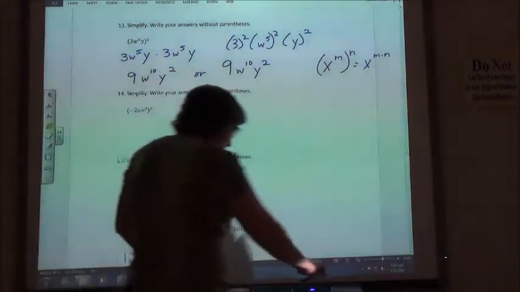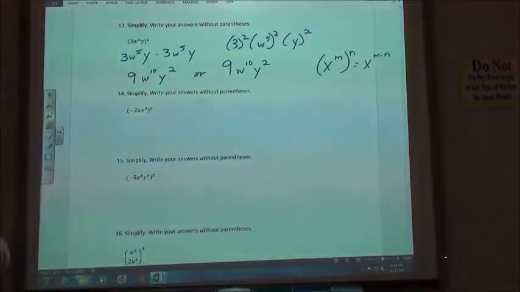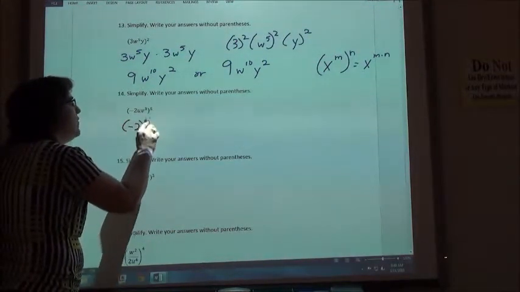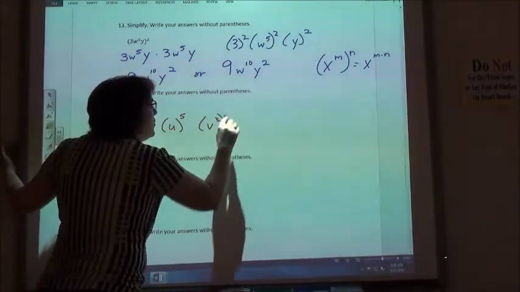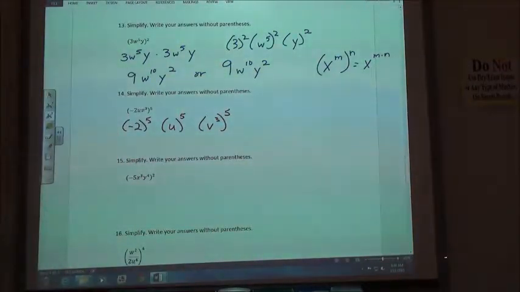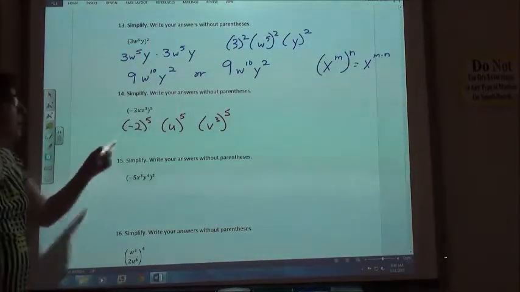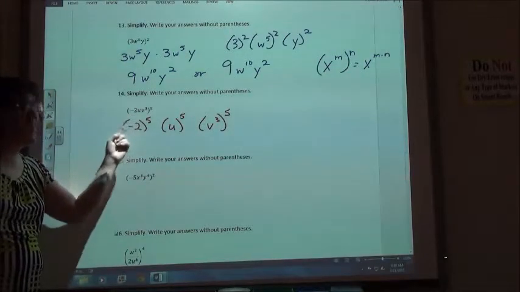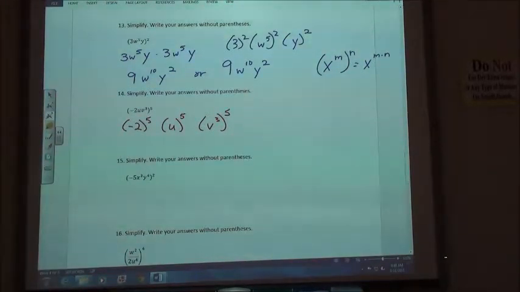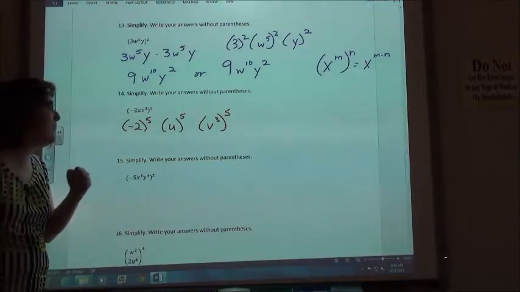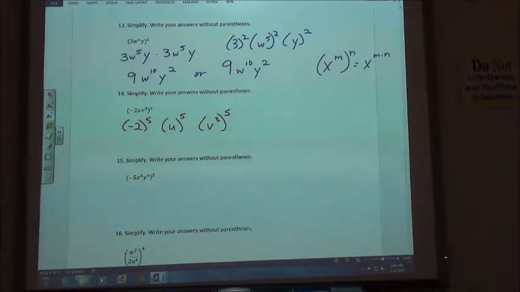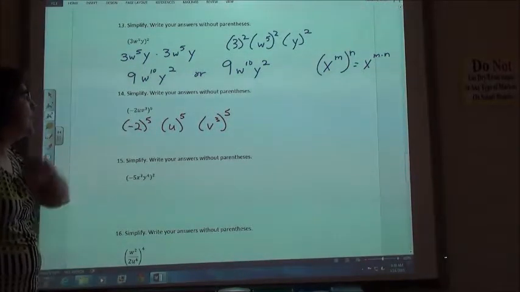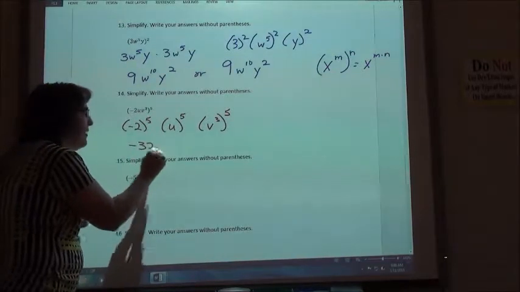So number 14, if I have negative 2uv cubed and I'm raising it to the fifth power, I'm going to do the negative 2 to the 5th power, the u to the 5th power, and then the v to the 3rd to the 5th power. So negative 2 to the 5th power. If you're using your calculator, by the way, make sure you put the parentheses so that you don't have a sign mistake. This one will have an odd exponent, so it will end up being negative, but if it's even, it turns it to a positive. So make sure if you use your calculator, you use the parentheses. Negative 2 to the 5th power happens to be negative 32.